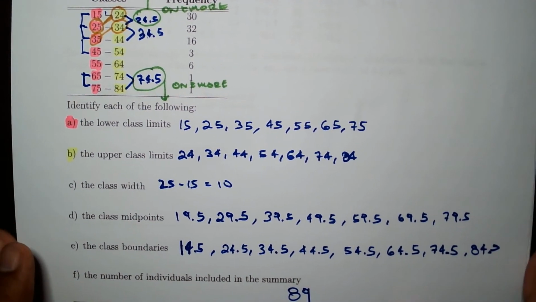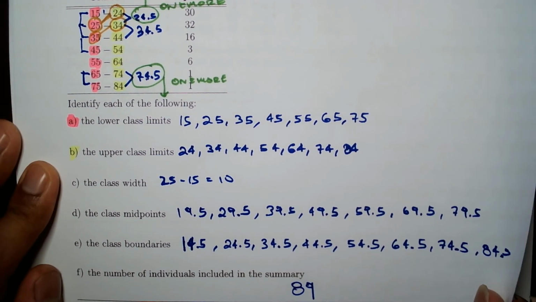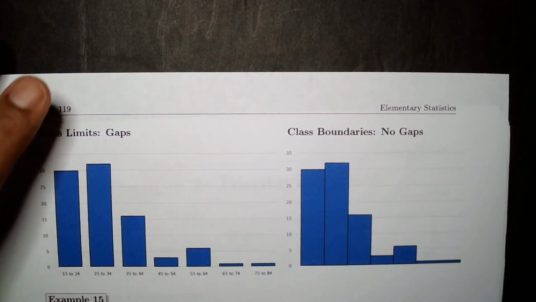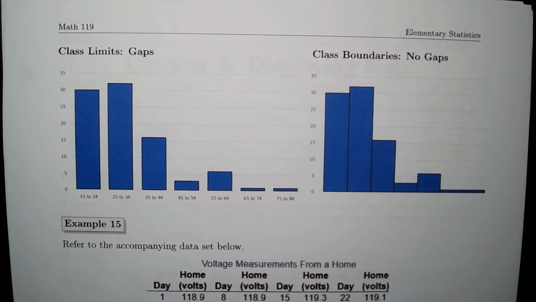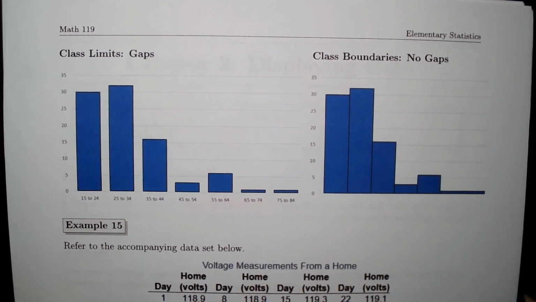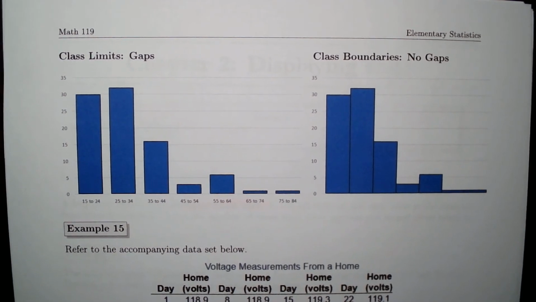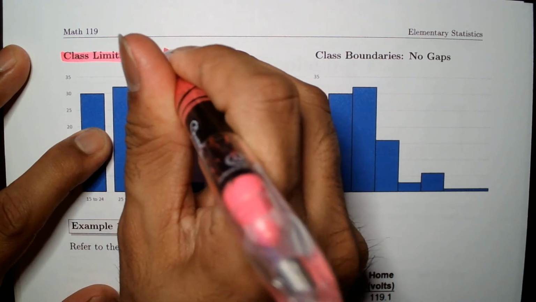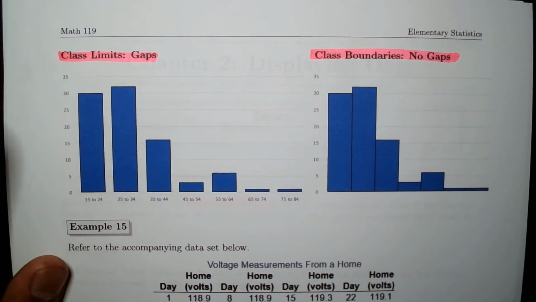And this is it. Now, how are we going to use class boundaries and class midpoints? What are the representations in graphs? Depending on how you want to display this data, do you want your graph with gaps or without gaps? If you want to represent your data graphically with gaps, we use class limits. Otherwise, if you don't want gaps, you use class boundaries.